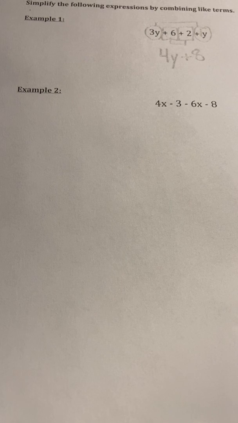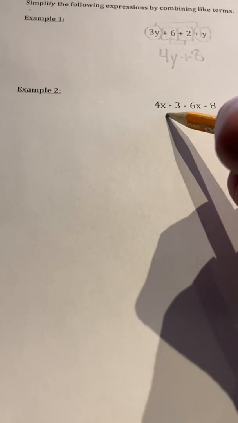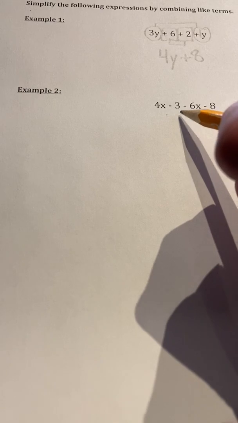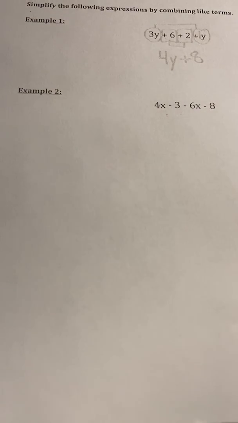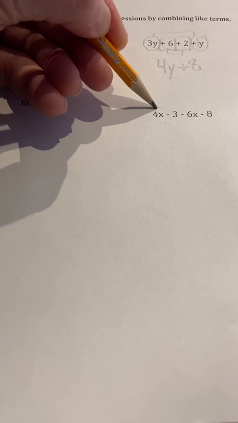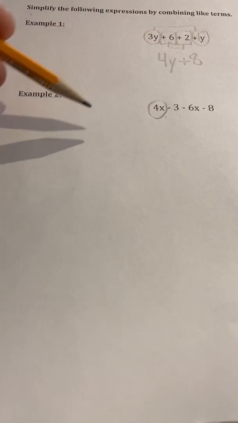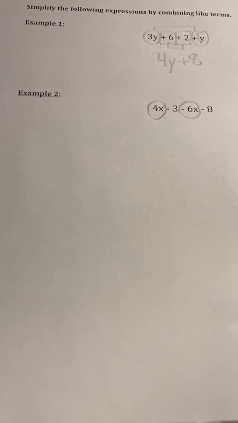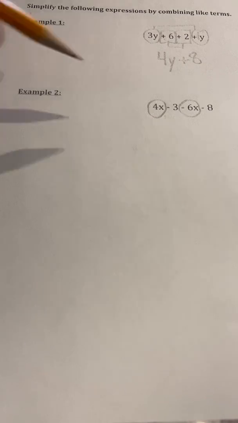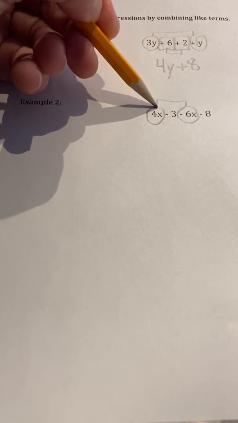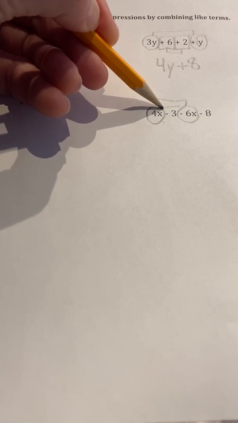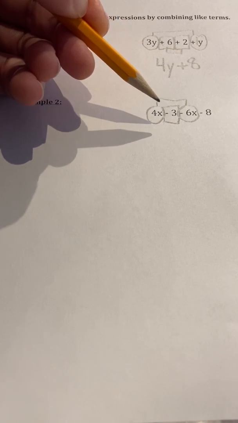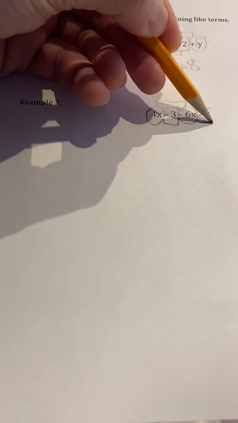Let's now look at example 2. I have 4x minus 3 minus 6x minus 8. Okay, let's first circle my 4x. The term that 4x is going to go with, that's going to combine with minus 6x. So we're going to circle minus 6x. Very important that you circle that minus that goes with the 6x. Okay. My other terms that go together are minus 3. Let's put a square around that, including the negative. Minus 3 and minus 8.